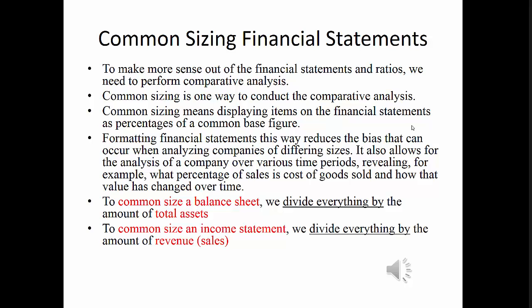Formatting financial statements this way reduces the bias that can occur when analyzing companies of different sizes. It also allows for the analysis of a company over a different time period. For example, it can reveal what percentage of sales is the cost of goods sold and how that value has changed over time. To common size a balance sheet, we divide every account by the amount of total assets. And to common size an income statement, we just have to divide everything on the income statement by the amount of total revenue, or say total sales.